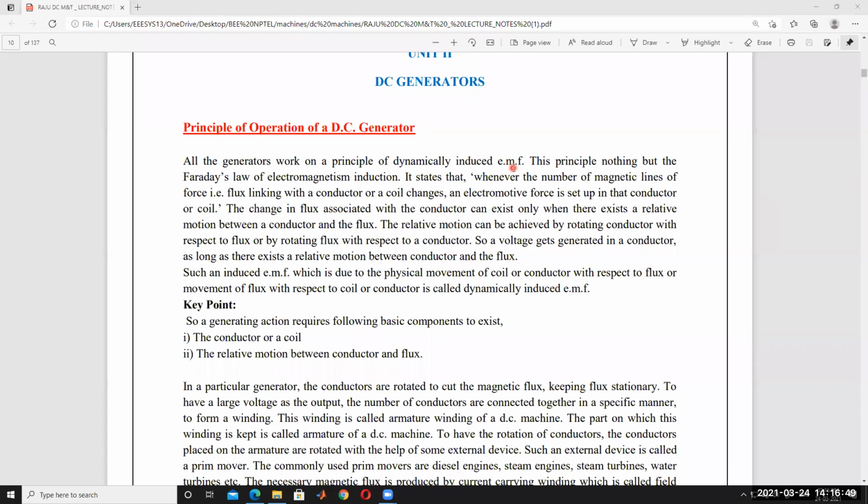That means the conductors are rotating. The field is stationary. In between the north and south poles, the conductors are rotated by an external prime mover. By using the prime mover, we have to rotate the rotor. Then EMF is induced in the conductor and current will be generated.